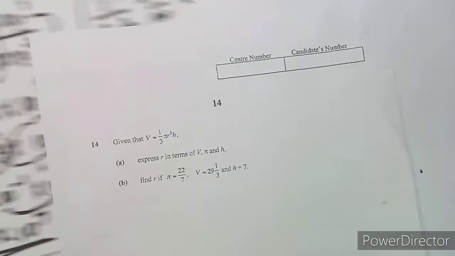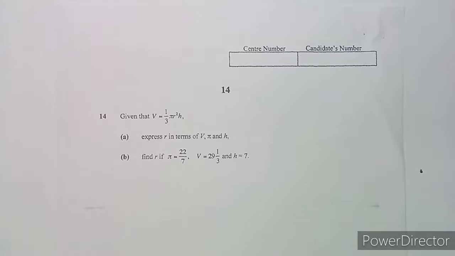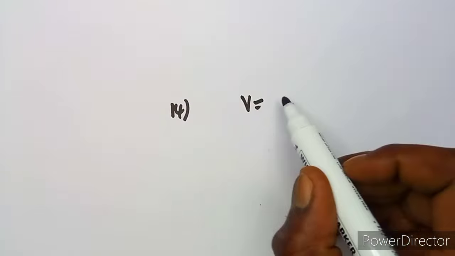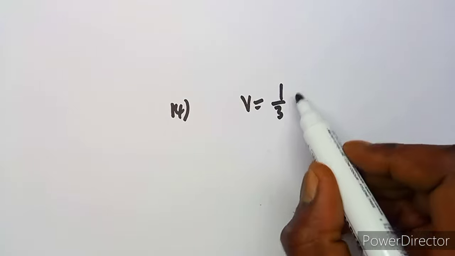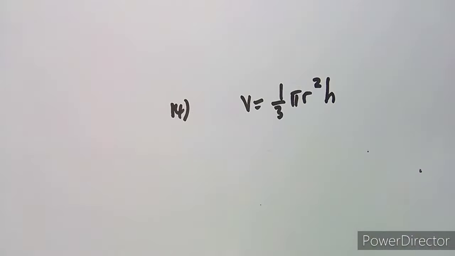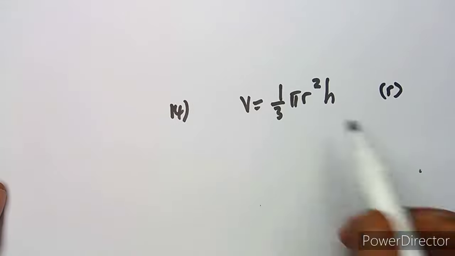Okay, on number 14, we are asked to express r in terms of V, pi, and h from the given volume formula. That is the volume, guys, and this one is for a cone, a conical cross section, where we are given a third base area times h. All that we need here is to express r, that is to make r the subject. So get rid of the fraction.